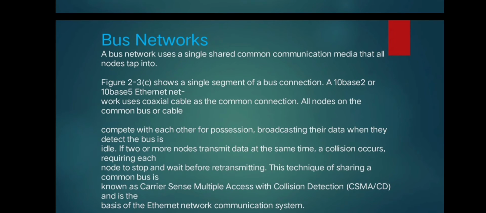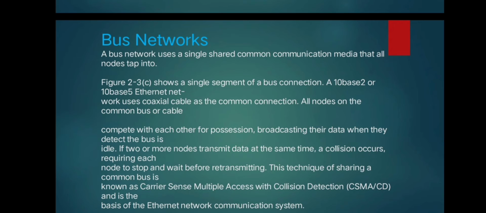Bus networks. A bus network uses a single shared common communication medium. Figure 2.3c shows a single segment of a bus connection. A 10Base2 or 10Base5 Ethernet network uses coaxial cable as the common connection.